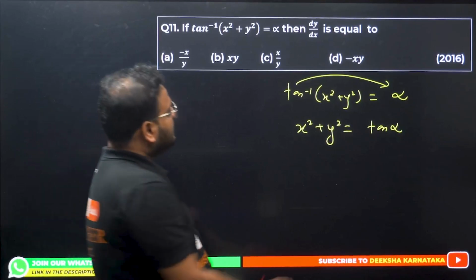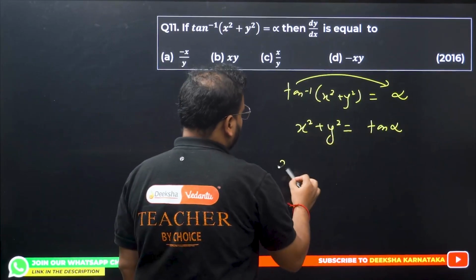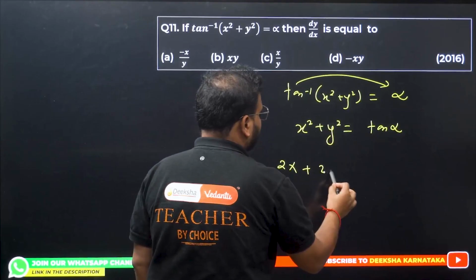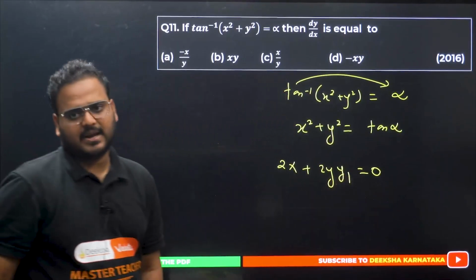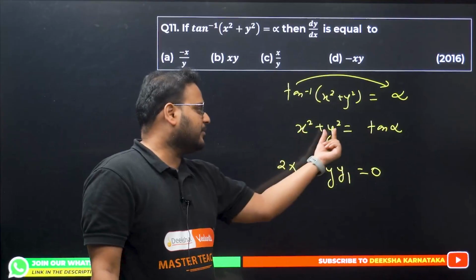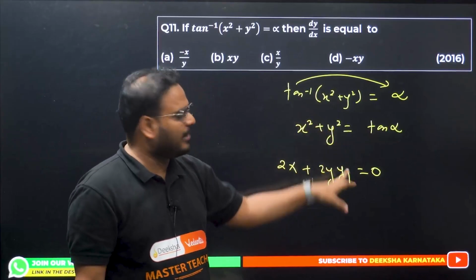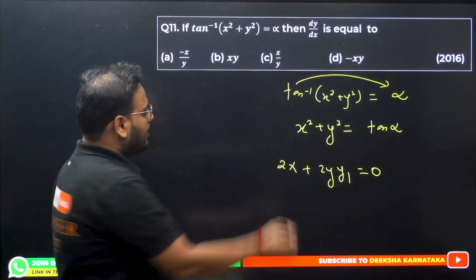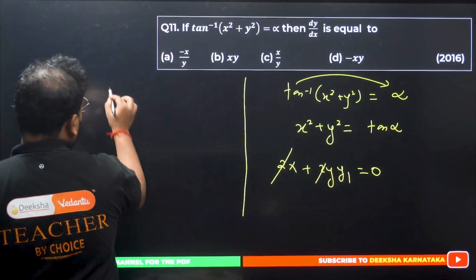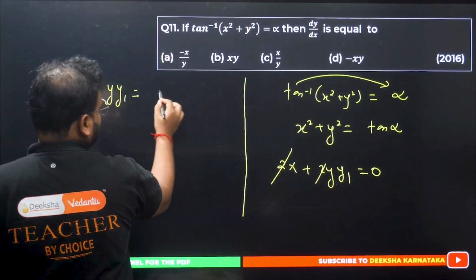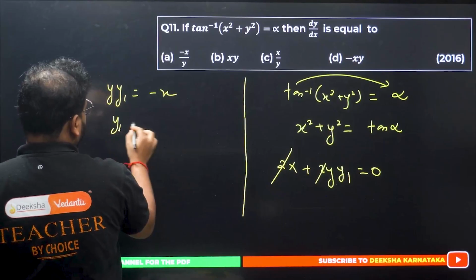Now you're going to differentiate this. You'll have 2x, and for this you'll have 2y, y1, equals 0. Correct? The derivative of x square is 2x, the derivative of y square is 2y, but the derivative of y will be y1. So remove this 2, we don't need that, and we get y1 equals minus x.